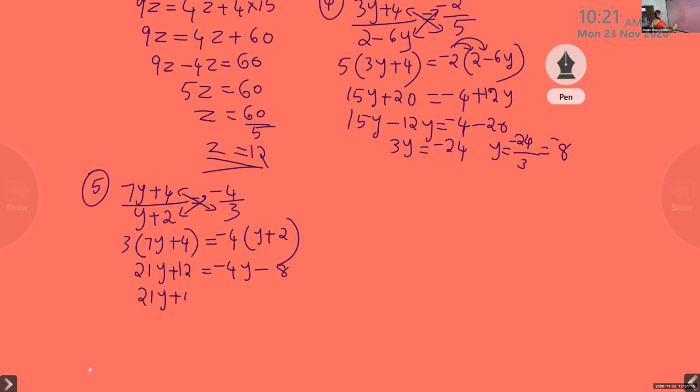21y plus 4y equal to negative 8 minus 12. So 25y equal to negative 20. Y equal to negative 20 by 25. I said that negative 4 by 3 is the right side of the question. The answer is negative 4 by 5. Correct.